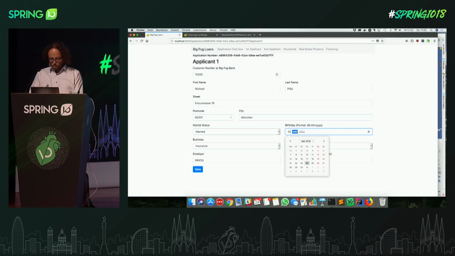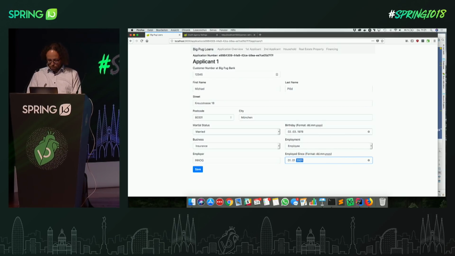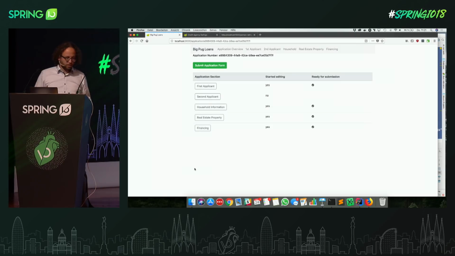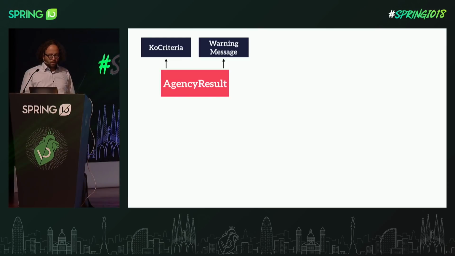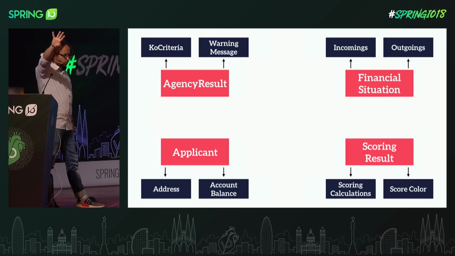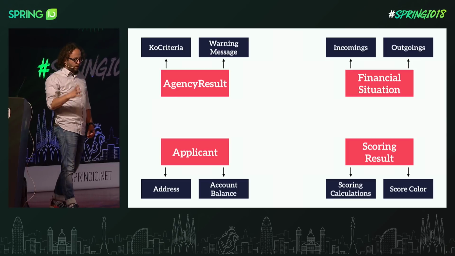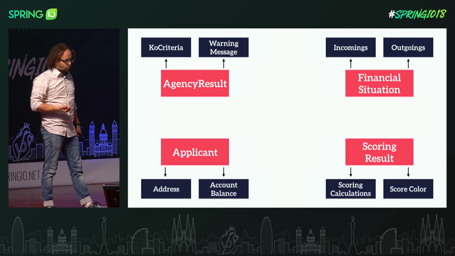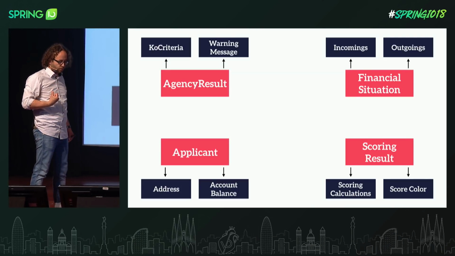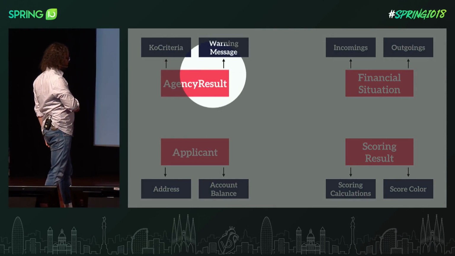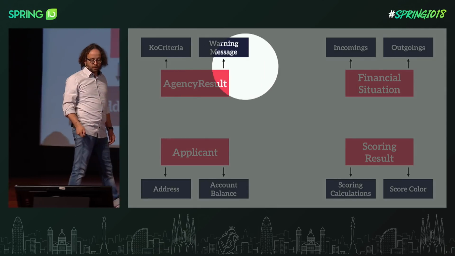Now, let's add some more things. Let's say 1978. And we start working at the 1st of 2017. And now we can submit this thing. I'm not going to do that now. The scoring part is basically structured like that. It contains 4 aggregates, and I will show you them in code right now. Now, one thing is they are all, I would say, the applicant and the financial situation, they come obviously from this application form to a certain degree. And then we have another aggregate, the agency result over there. That's this thing over here.